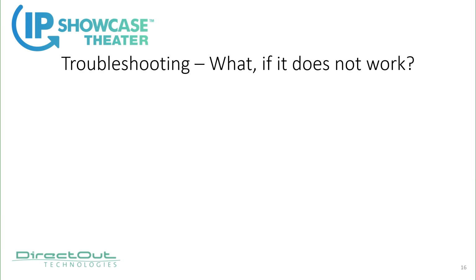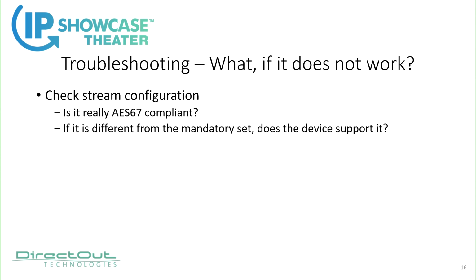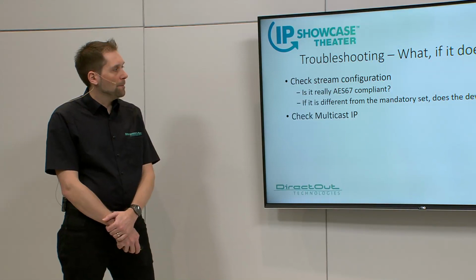Troubleshooting. So what do I do if it does not work? Of course, first I check the stream configuration. And as I said, you have to check if the stream is actually AES67 compliant. Is it really within the mandatory spec? And if it's not in the mandatory set, does my device support it? Or maybe it does not support 96K, or does not support 9 channels, or whatever might be different there.